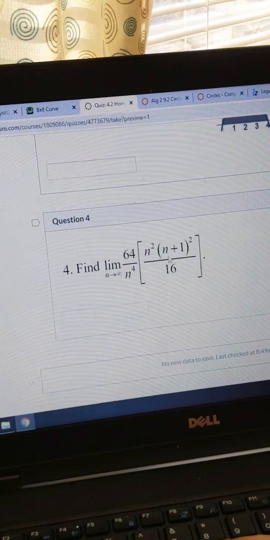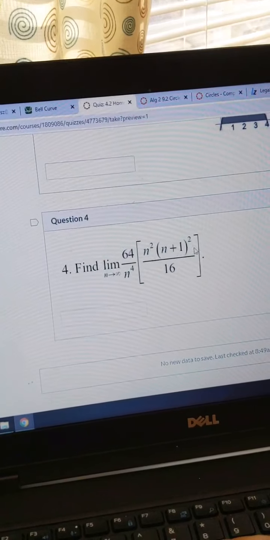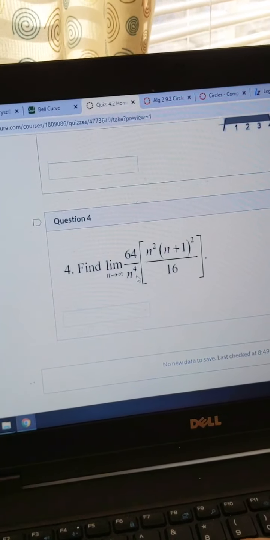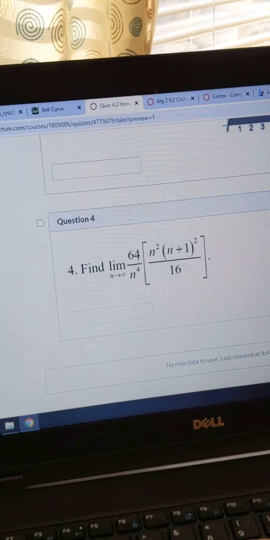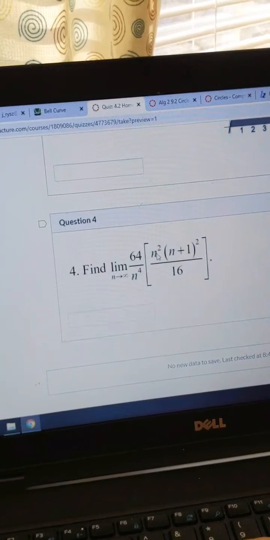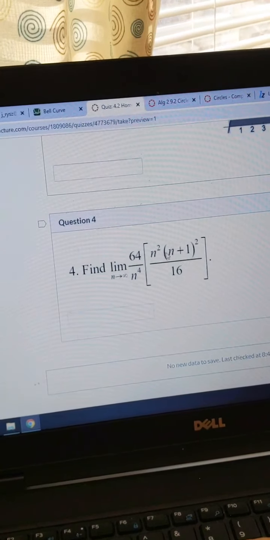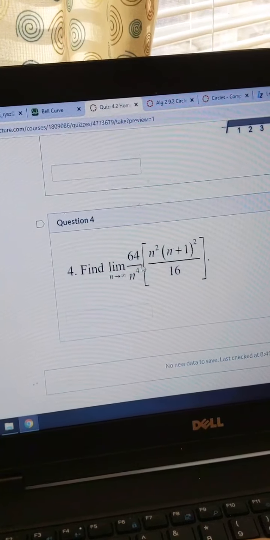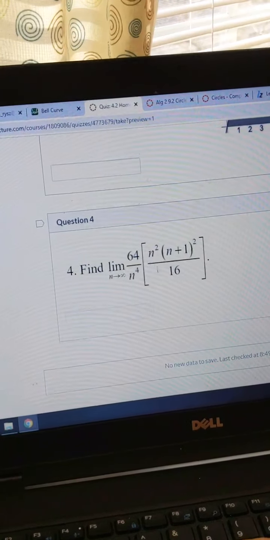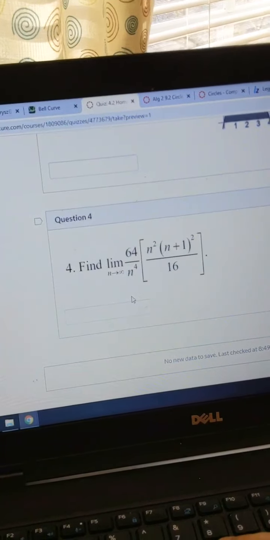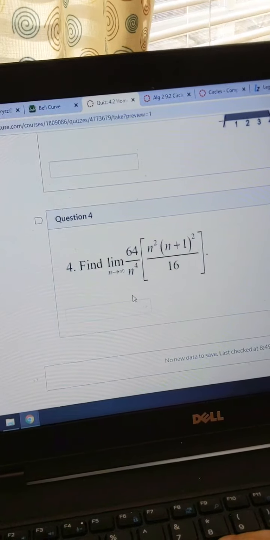So if the degree on the top is higher, it goes towards infinity. If the degree on the bottom is higher, it goes towards 0. And if the degrees are the same, it's a ratio of the 2 constants. So thinking here, if we were to FOIL this out, we'd have n squared times n squared, that'd be n to the 4th over n to the 4th. It's the same, so just do 64 divided by 16. There's your answer. Okay, so there's the homework quiz.